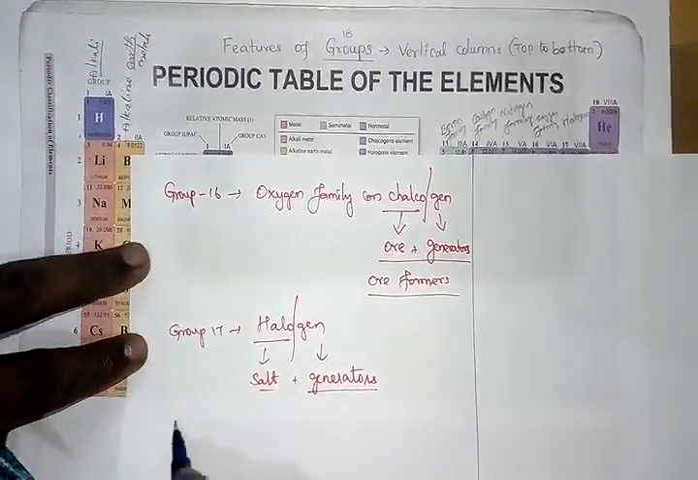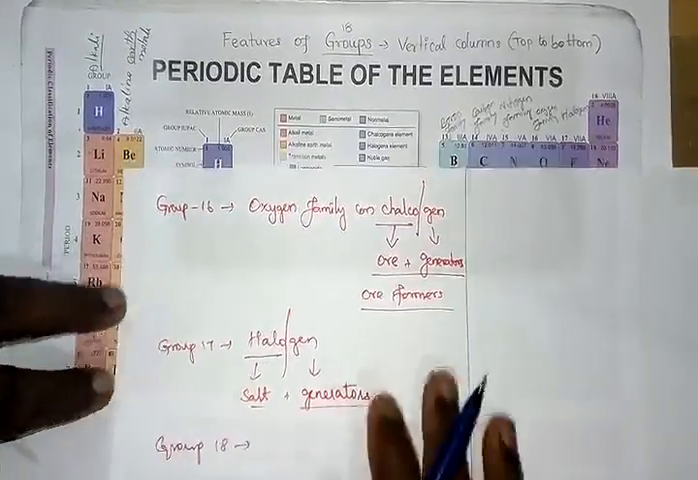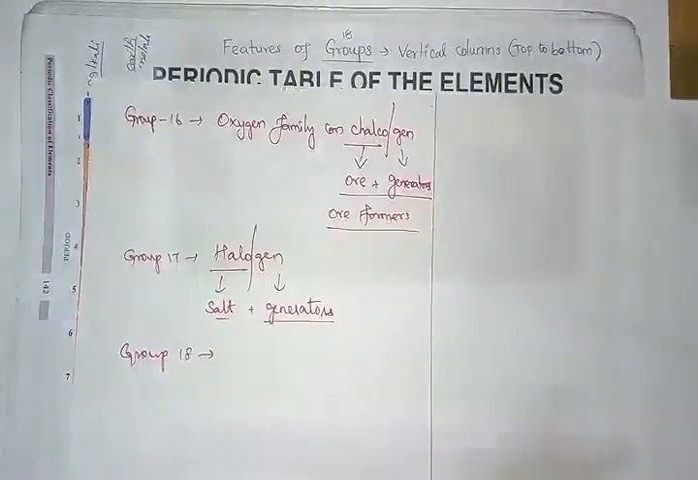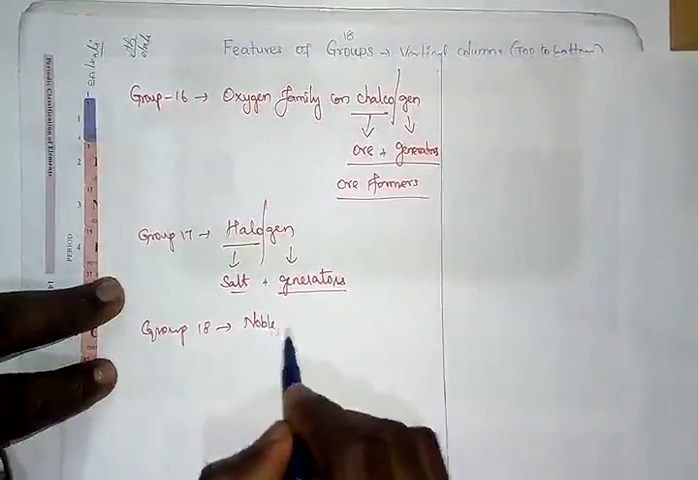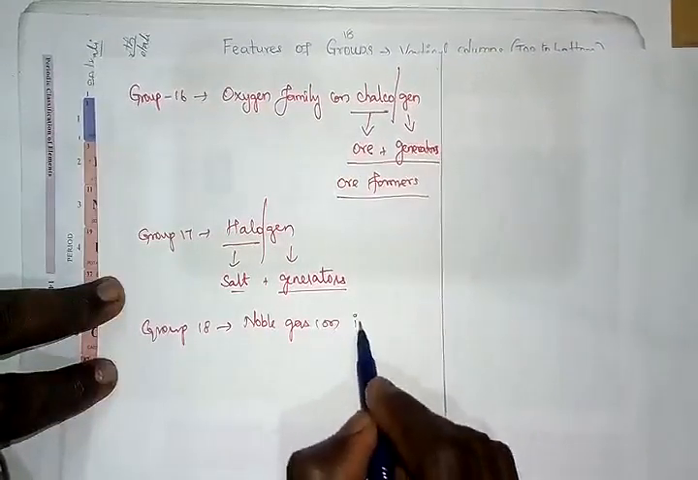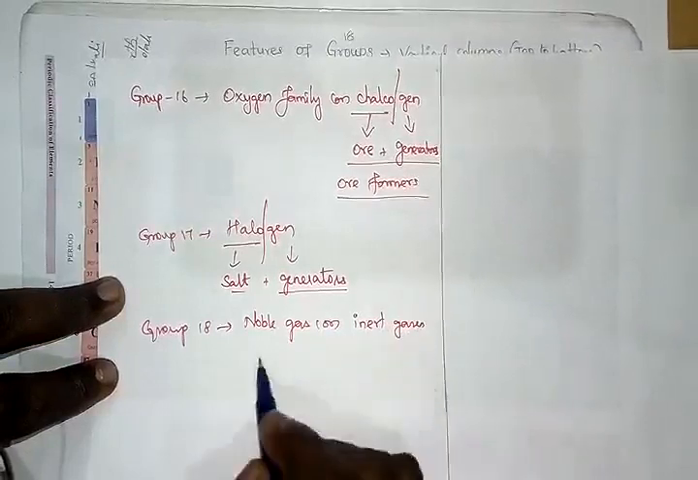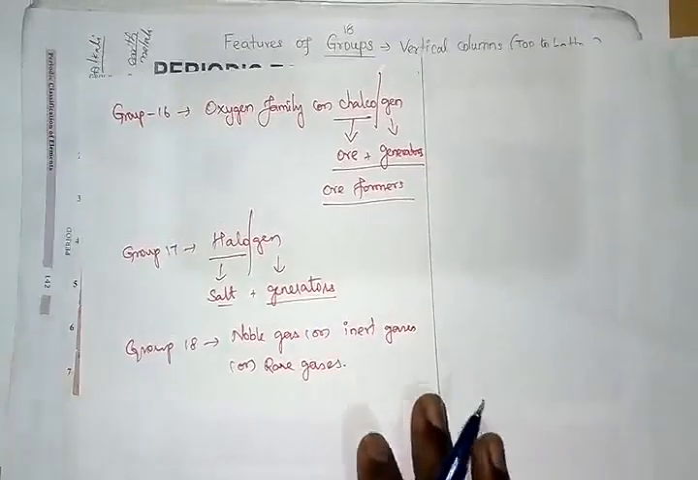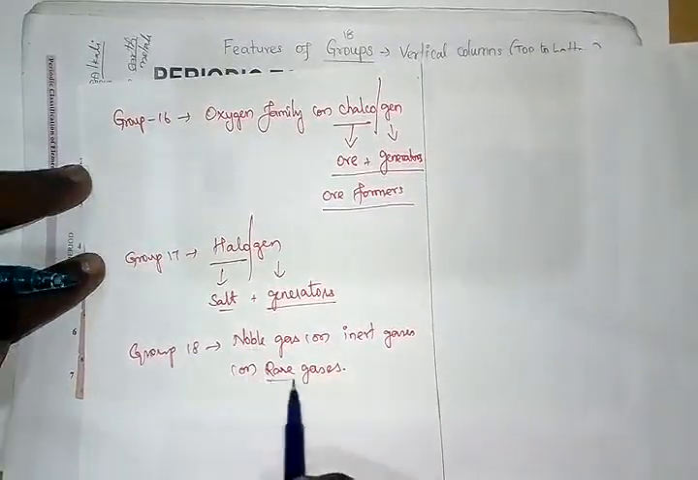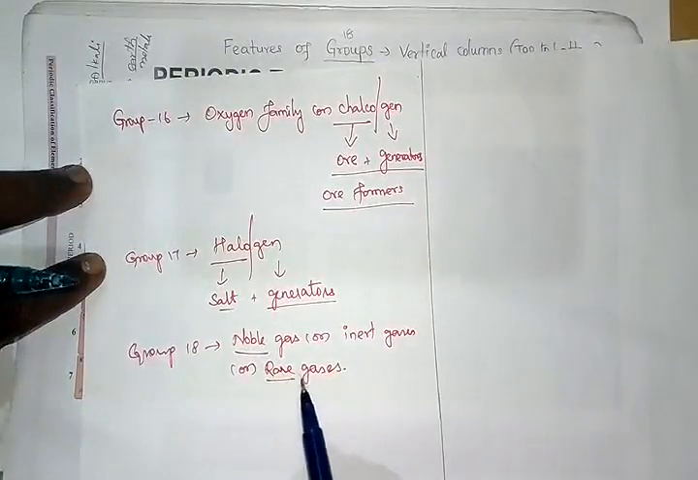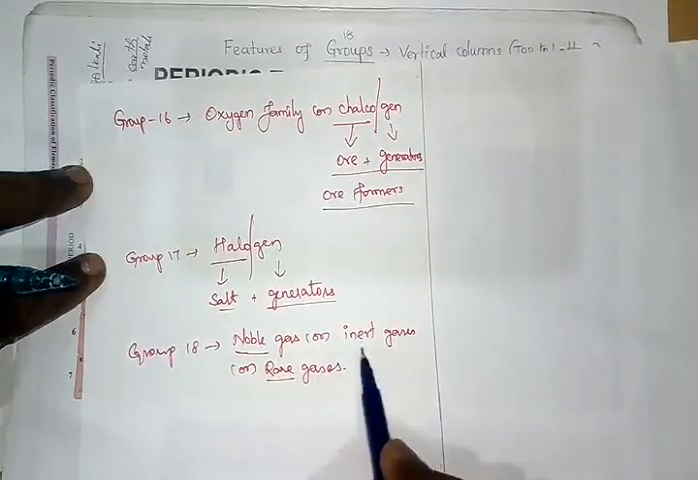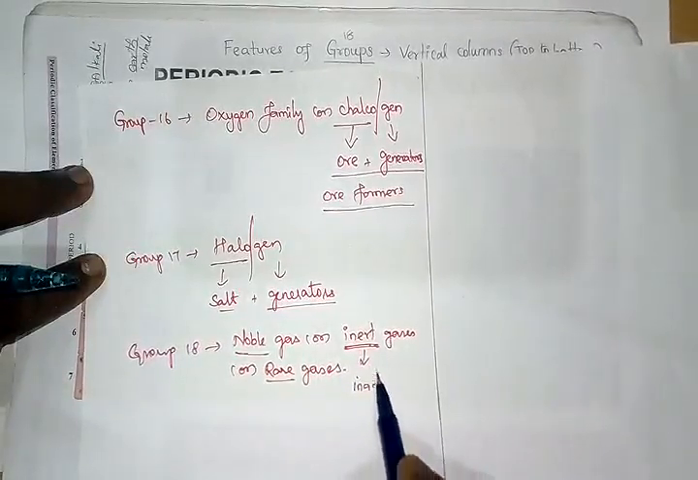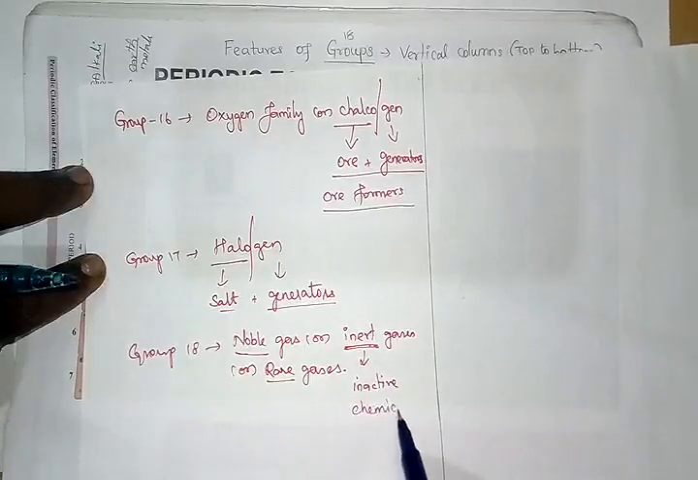Got it? The next one, group 18, is otherwise called noble gases. So group 18 is called noble gases or inert gases or rare gases. Noble and rare mean they occur in a very rare manner. That's the reason they are called noble or inert gases. Inert means they are chemically inactive with other substances.